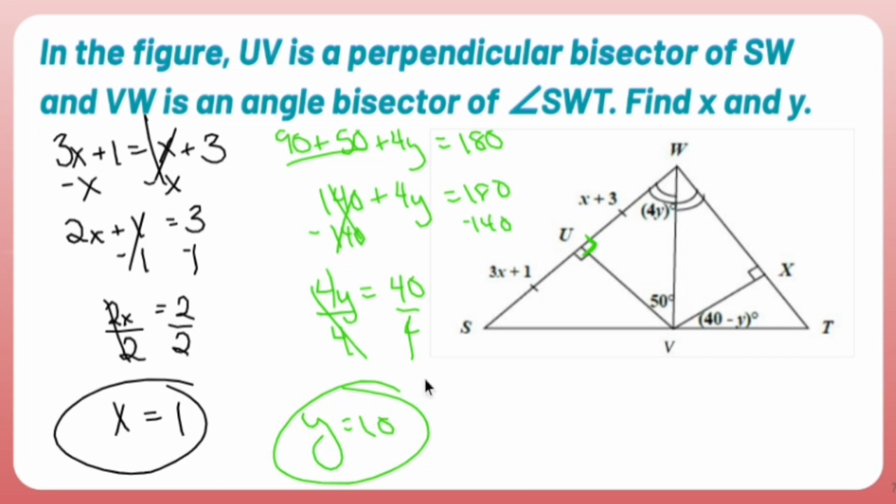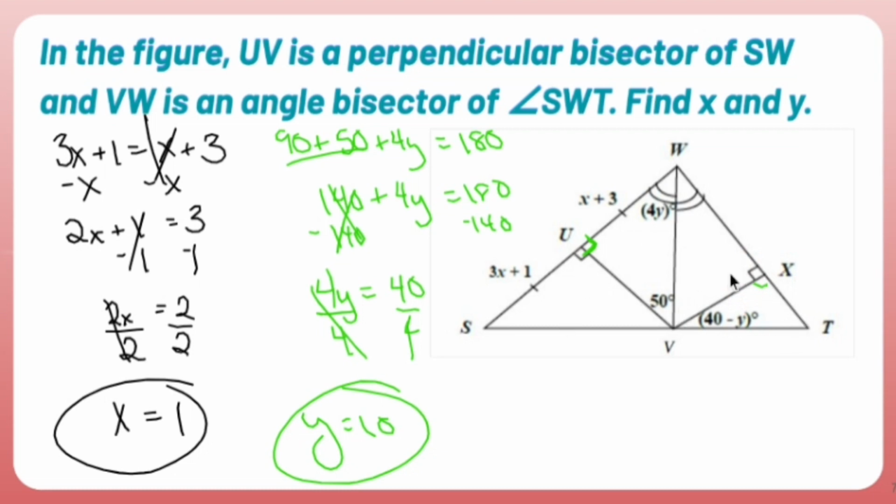Now I could use this information to answer a bunch of questions. I could ask, what's US? Well, x is 1, so US is 3 times 1 plus 1, which is 4, which means UW is also 4, which means SW is 4 plus 4, which is 8. I could ask you to find this angle, and it's 40 minus y. 40 minus 10 is 30. Then this angle: this one is 90 degrees, and if the other is 30, then this one is 60.